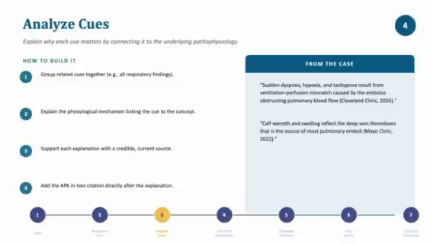Analyze cues is where I explain why each cue matters. I group related findings together, like all the respiratory ones, and connect them to the underlying pathophysiology. In this case, how a clot blocking a pulmonary artery causes a ventilation-perfusion mismatch and drops oxygen levels. This is also where citations come in. Every explanation needs to be backed by a credible, current source cited right after the sentence in APA format. So I use Cleveland Clinic and Mayo Clinic here since they're reliable, regularly updated, patient education sources.